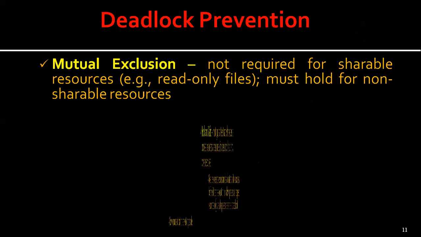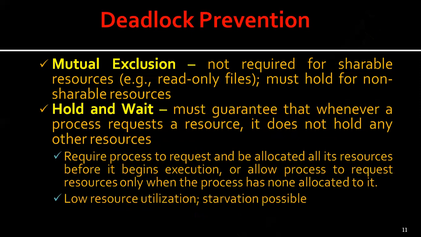Next, hold and wait. As we know, hold and wait means each and every process in the deadlock state must hold at least one resource and be waiting for at least one resource. So we can deny this particular condition by using small protocols. Let us see the first protocol we can use. That is, a process requests a resource only when the process has no other resource.